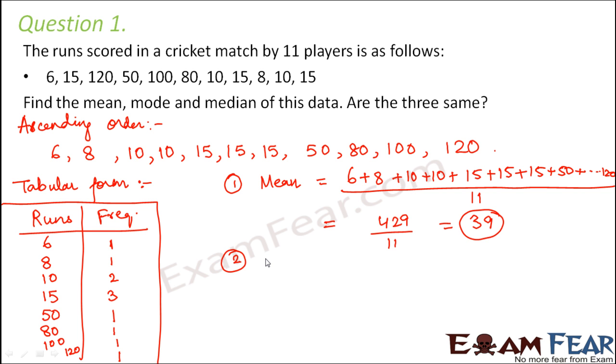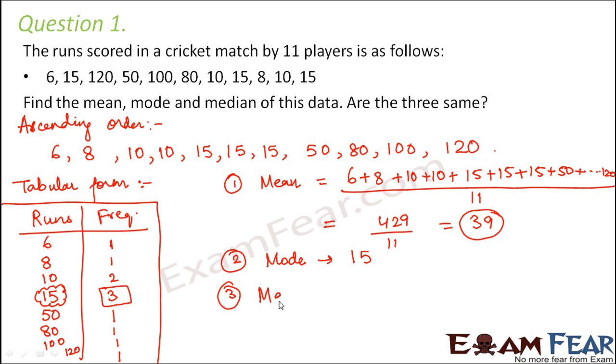Next, we have to find the mode. The mode represents the data with maximum frequency. So let's look at the frequency distribution table. This is the maximum frequency. Which data corresponds to the maximum frequency? It is 15. Therefore, the mode will be 15.